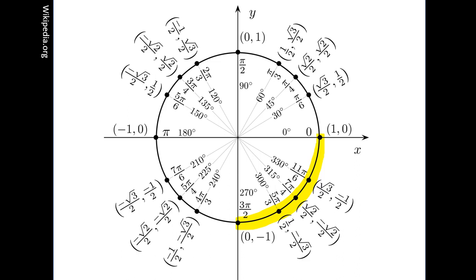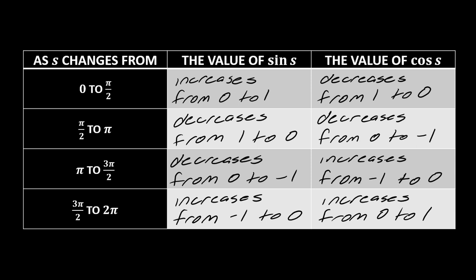So in this last part of the unit circle, notice my y values are going from -1, and they're increasing to 0. So they're increasing from -1 to 0. Meanwhile, my x values are going from 0, and they're making their way to 1. So the x values are increasing. Okay, so I've noted these behaviors of the coordinates.